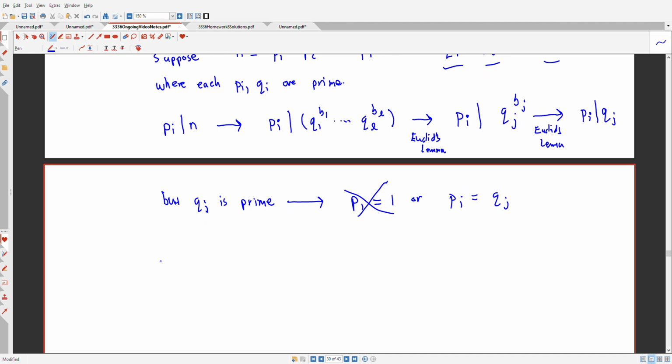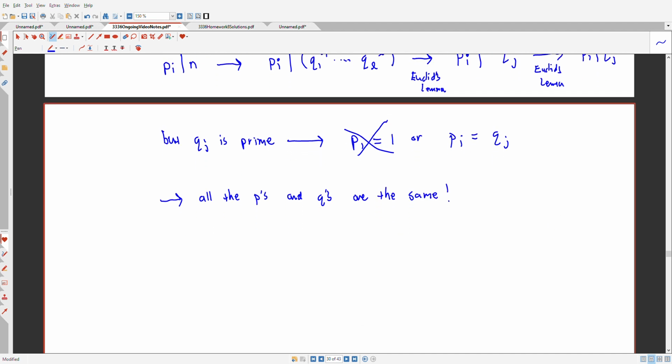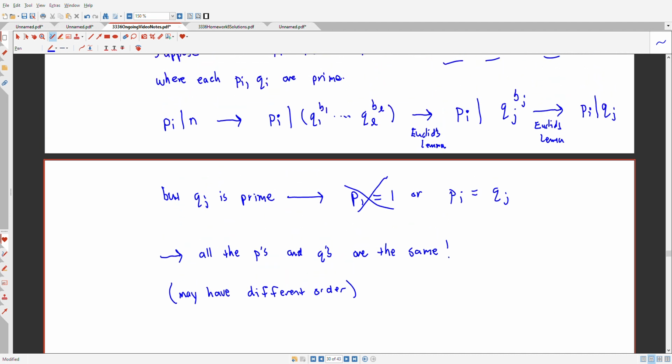And so this tells me all the p's and q's are the same. You may have called them p's, I may have called them q's, but they were secretly the same primes. The only difference is they may have a different order. And then it's not too hard from here to show that the powers have to be the same. So I'm going to go ahead and put a proof square here to say, well, we're done proving this. We're pretty much done proving it.